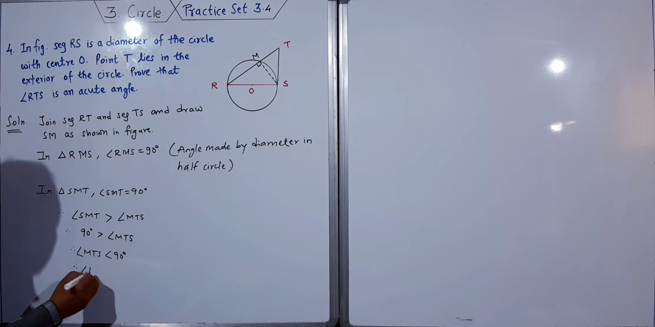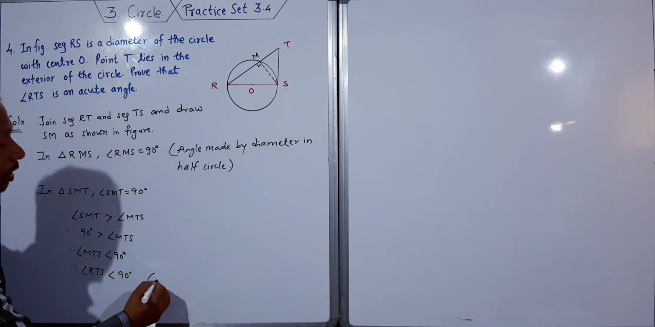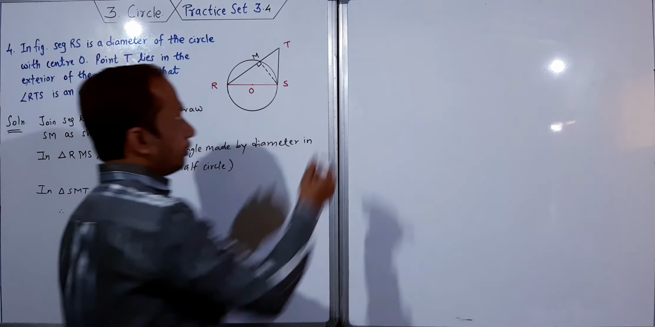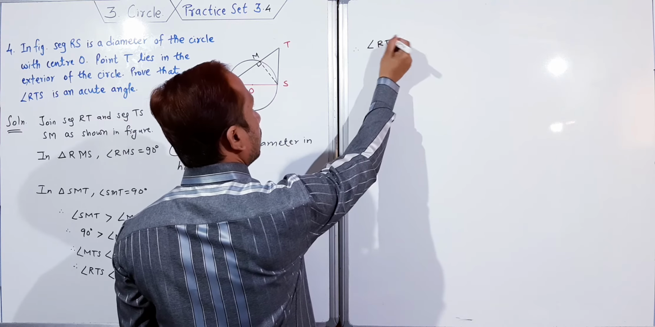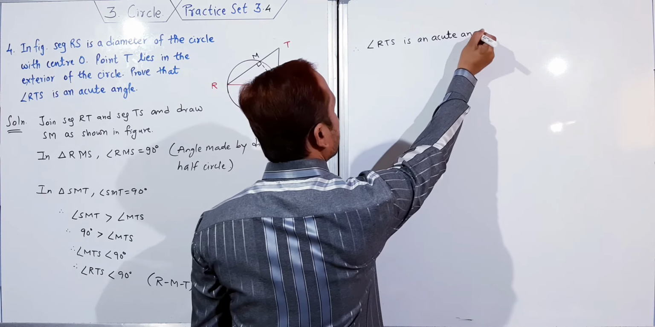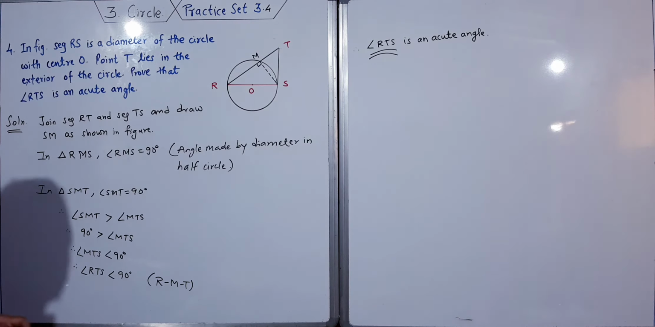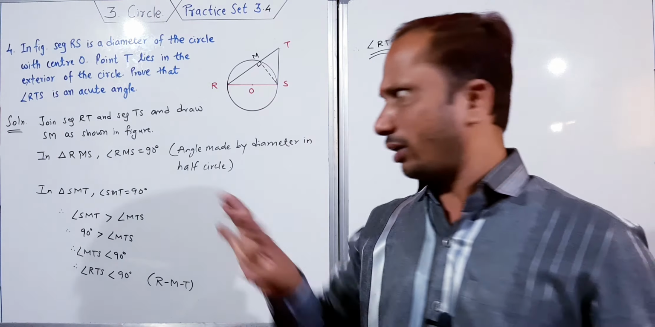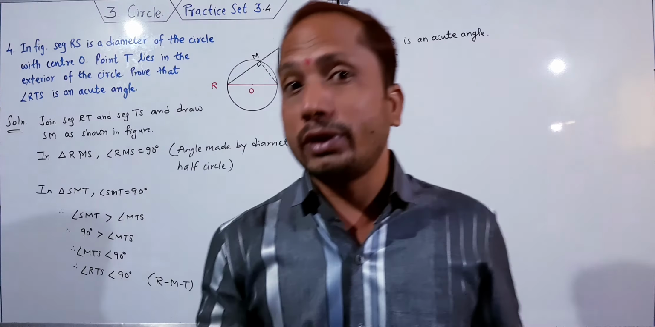So obviously angle MTS means what? Therefore angle RTS is smaller than 90 degrees, because this is RMT, obviously I'm writing here this remaining part. Therefore angle RTS is an acute angle, because it is less than 90, it means it is an acute angle. So I have to write like this. I have just taken very few steps, according to my point of view, I have just tried to solve this problem. As per your tendency you will try to solve this.